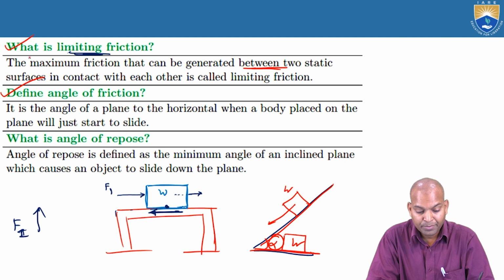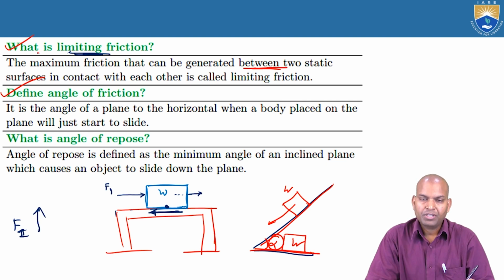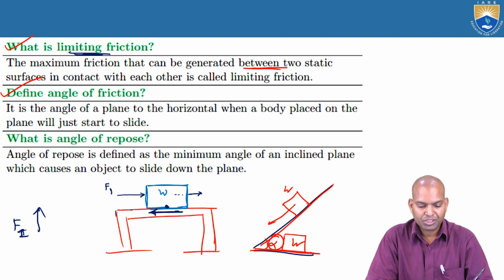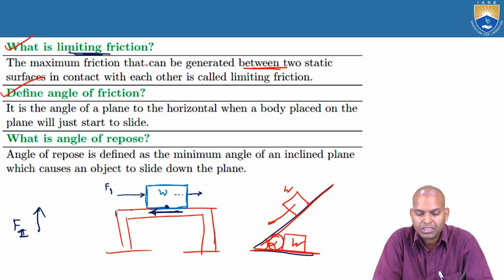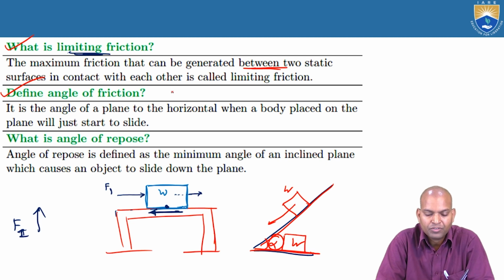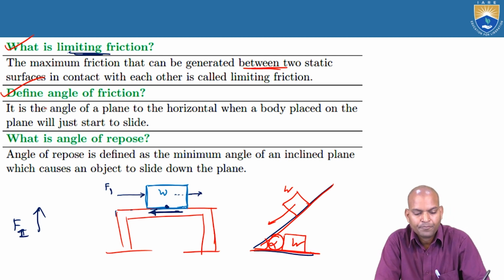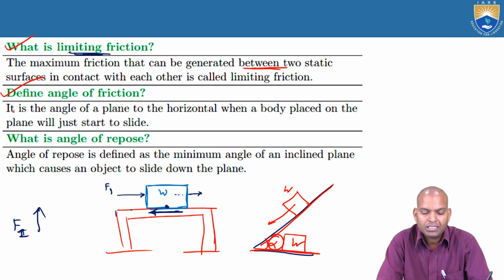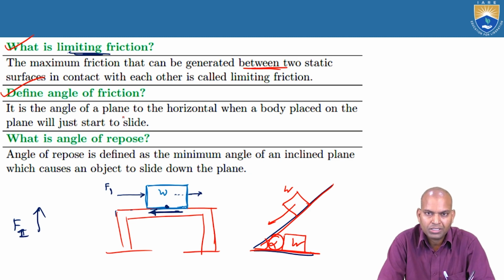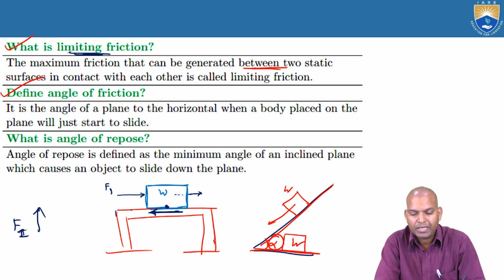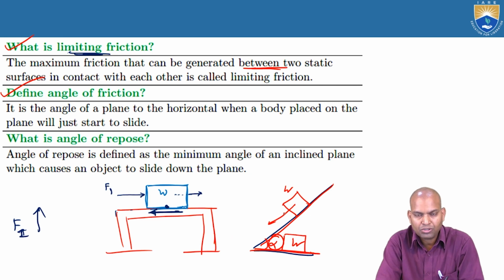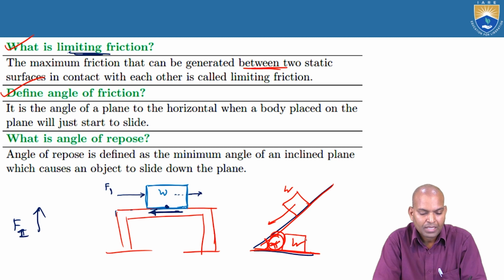Then what is the meaning of limiting friction? It is on a horizontal plane. The limiting friction is the maximum friction that can be generated between two static surfaces in contact with each other. Whereas the angle of friction is the angle of the plane to the horizontal at which the body placed on it will just start to slide down. This angle of friction is denoted with alpha.